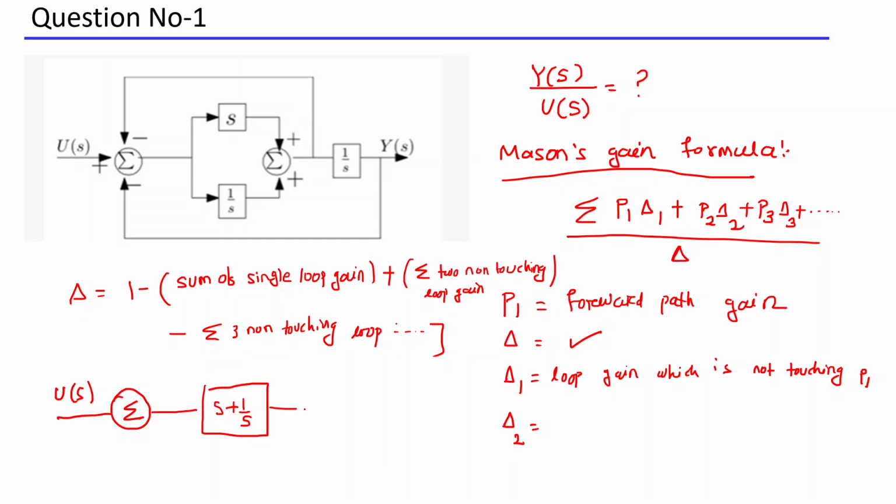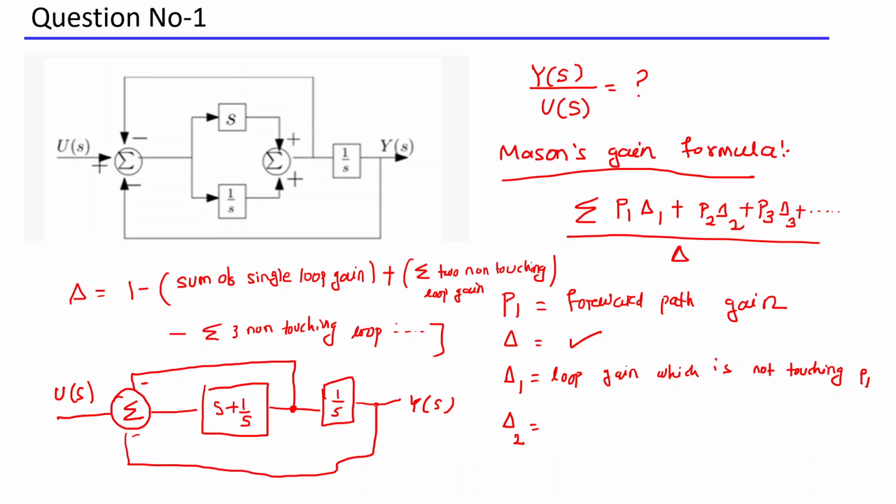Okay, then here what is happening? Another 1 by S is there. At this point, output Y of S is there. From this 1 by S point, there is a negative feedback loop. And here also there is a negative feedback loop, and it is coming from the output Y. So this is the overall circuit diagram.